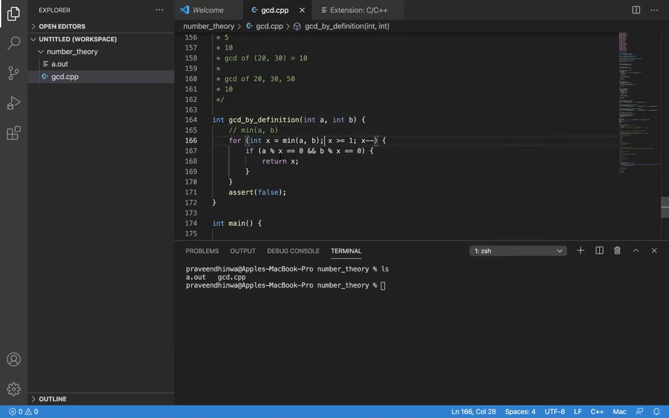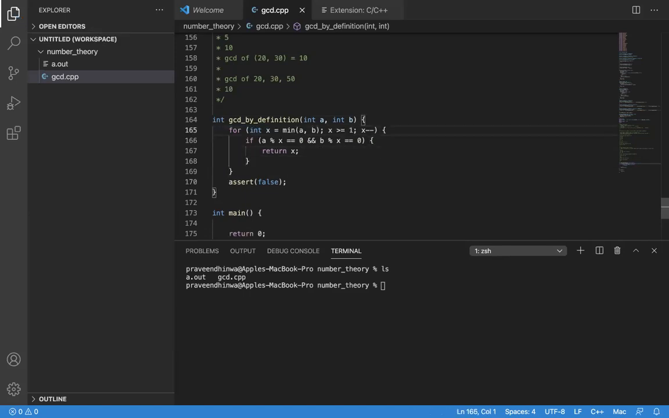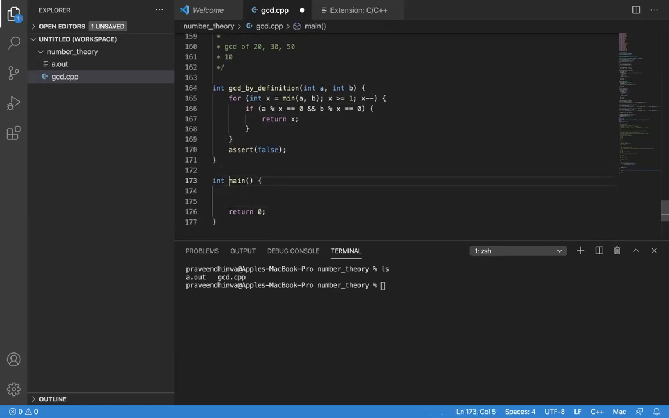And then you can try from the minimum of a comma b down till 1, and you check whether it divides both of the numbers. If yes, then you will say this is the GCD. You will directly return because you are going in the reverse order, so the number will always be the largest. Fine. So let's try GCD of 20 comma 30 and see what this program says.